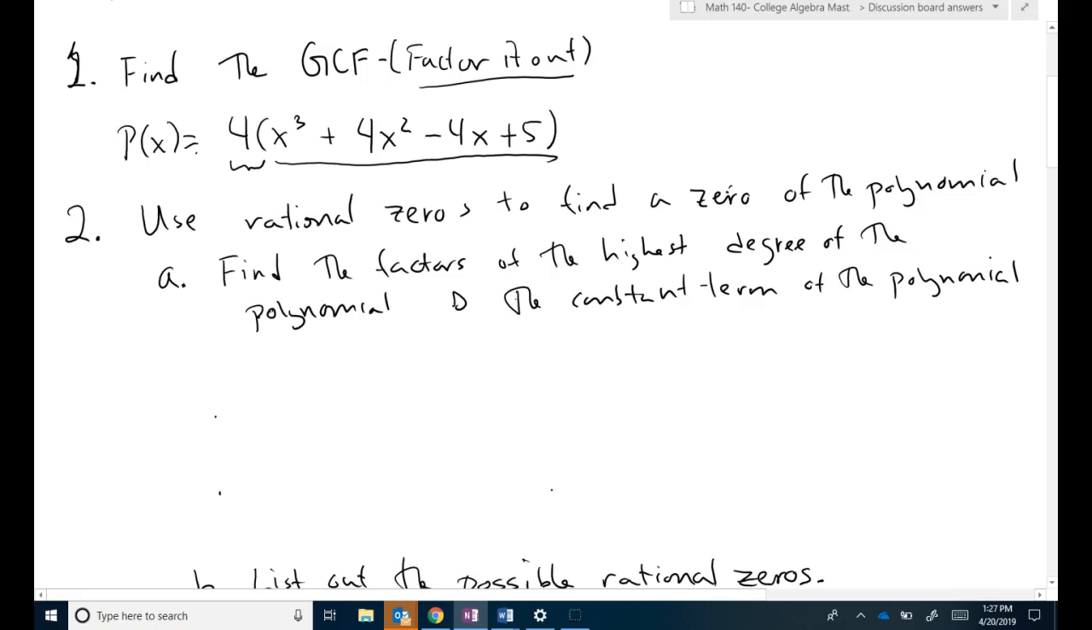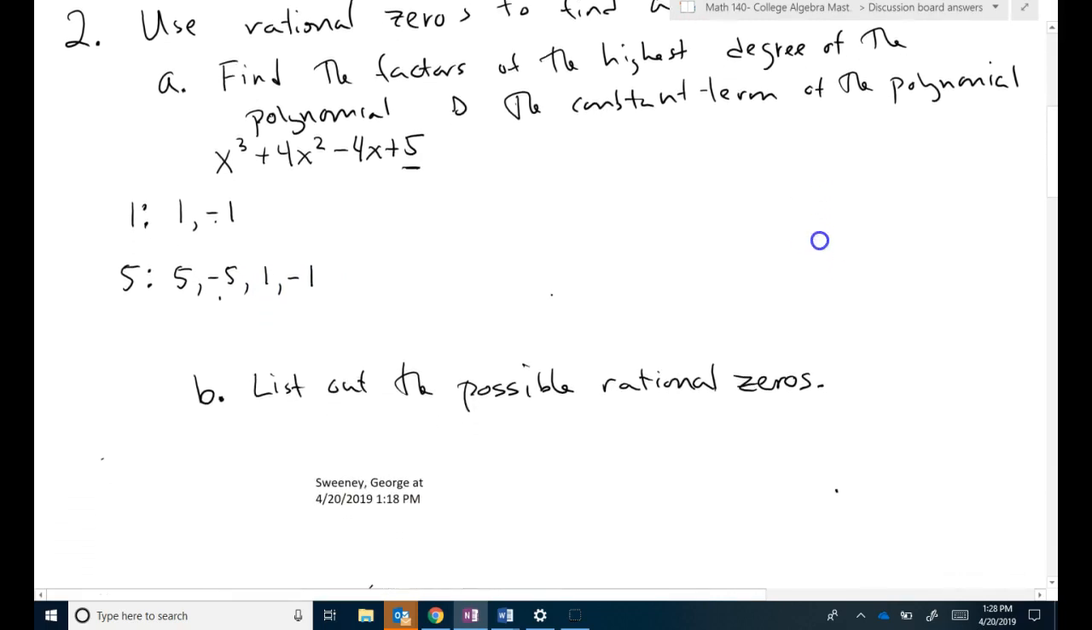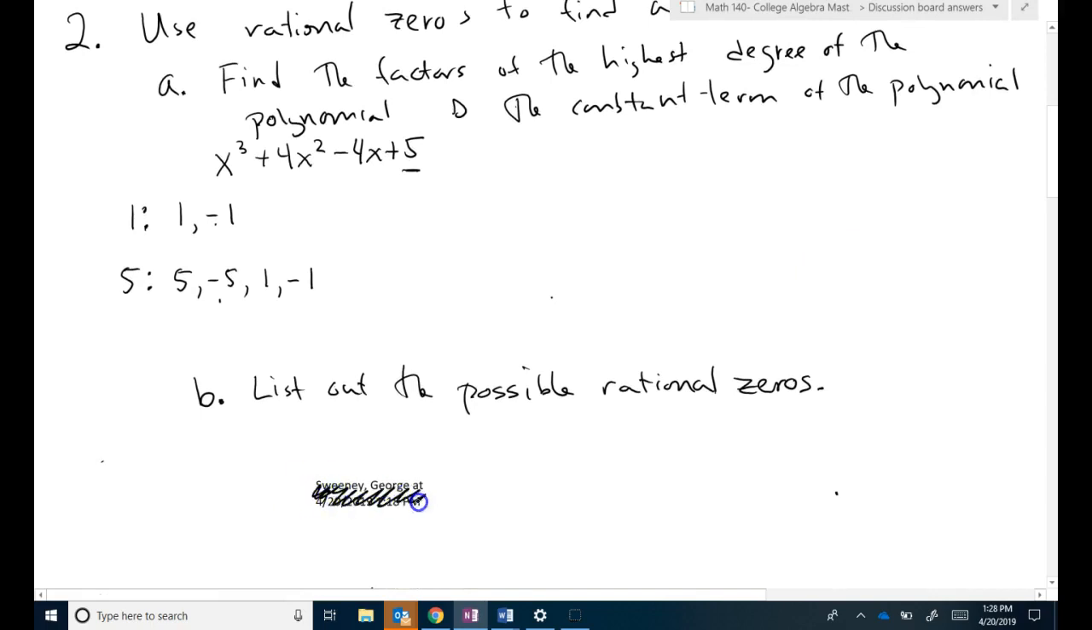In order to do that, the first step is to find the factors of the highest degree term of the polynomial and the constant term of the polynomial. So we have x cubed plus 4x squared minus 4x plus 5. The leading coefficient is a 1, so its factors are 1 and negative 1. The constant term is a 5, so its factors are 5, negative 5, 1, and negative 1. Okay, so now I've written them all down.